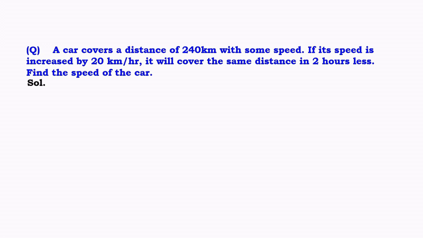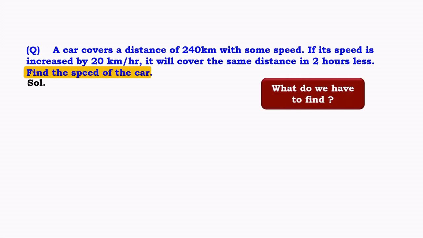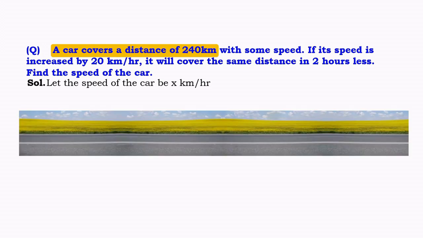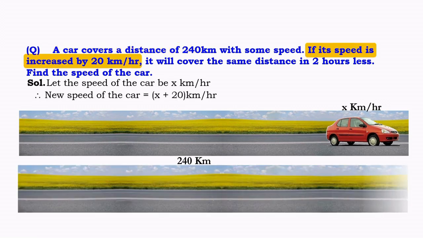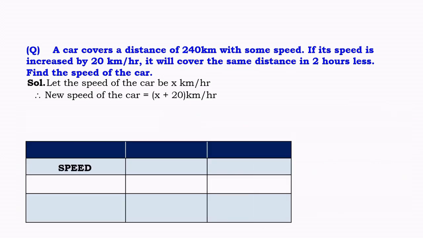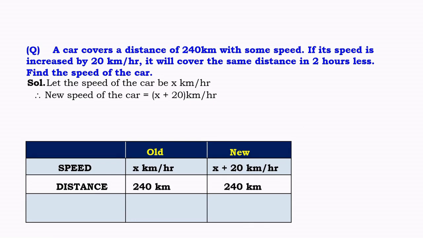Now, let us understand the condition given in the question. The car initially travels at x kilometers per hour, so the time taken to cover 240 kilometers is 240 divided by x hours. Then its speed is increased by 20 kilometers per hour, so the new speed becomes x plus 20 kilometers per hour. Since the car is traveling faster, it takes 2 hours less to cover the same distance. For example, if the original journey took 10 hours, then after increasing the speed, the journey would take 8 hours. This means old time taken minus new time taken equals 2 hours.